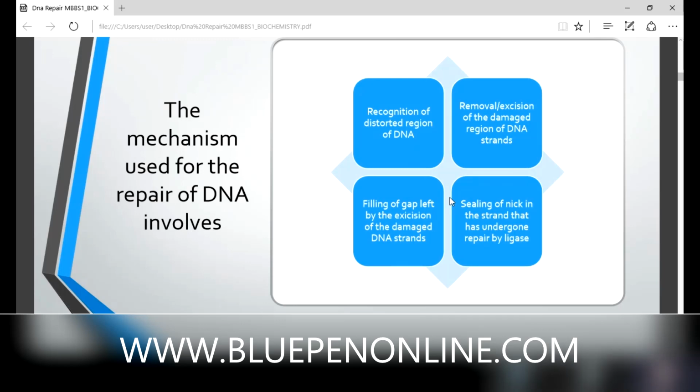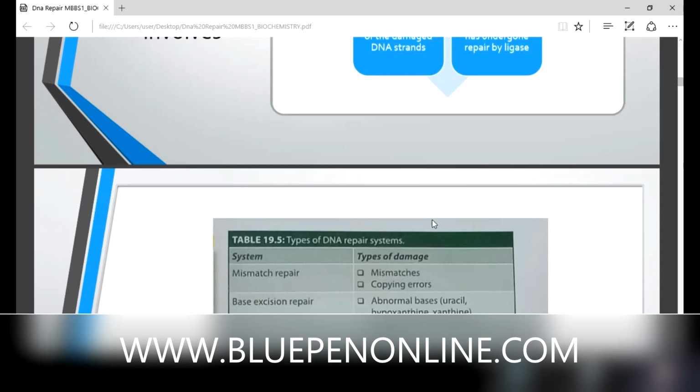But the molecules involved in each and every repair are different. Based on the difference, we can classify DNA repair into different types. The basic mechanism is the same. Then next, there are different types of repair systems.